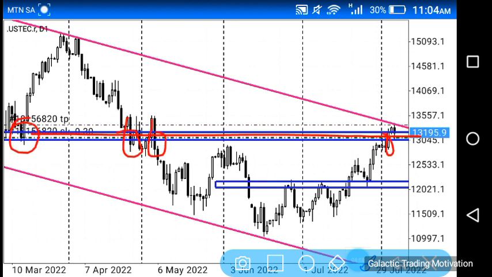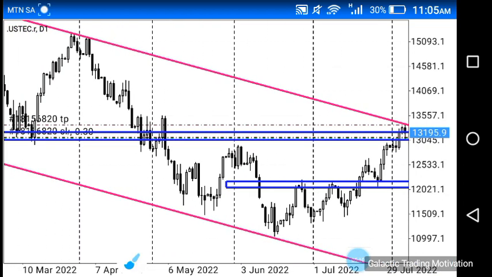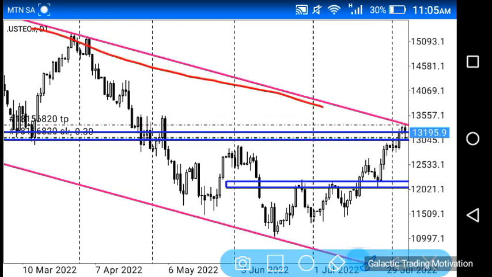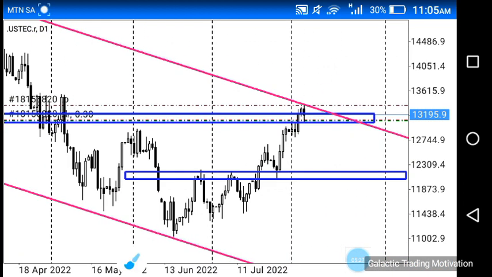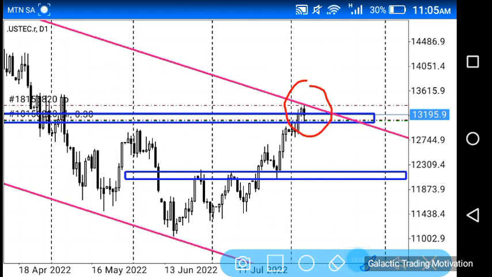Right? And also it is the neckline of that huge M structure that I spoke about. To add to that, we also have this channel over here. Let's see. So we had a first touch over here, a second and third touches over there, and then at the moment we are having another touch over here. So there is confluence as far as the market pushing down to at least this level is concerned, right?